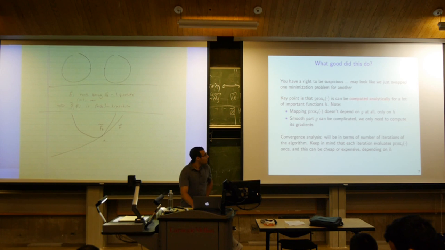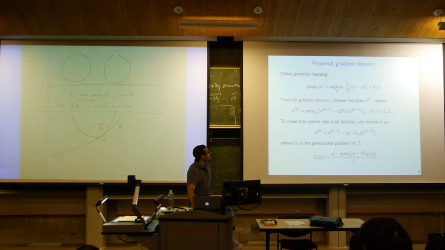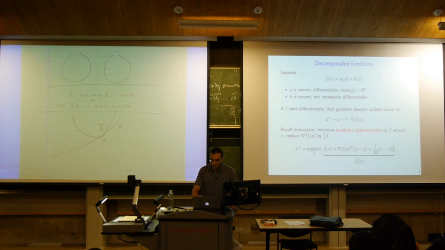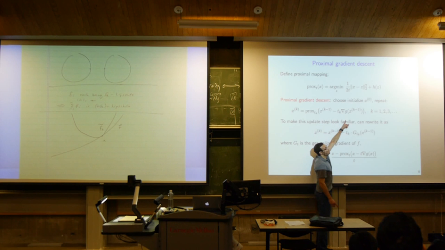If you've seen this for the first time, you may balk and think this looks a bit silly, right? Because I've told you that we want to minimize a sum of g plus h. In order to do so, I'm going to repeatedly take steps of this form. This is easy to do, right? But then I'm telling you we have to evaluate this prox. And that prox is itself a minimization.